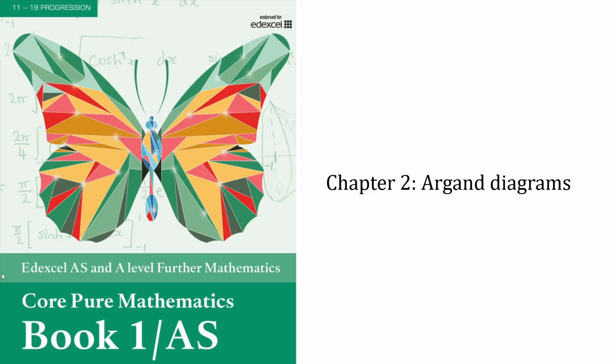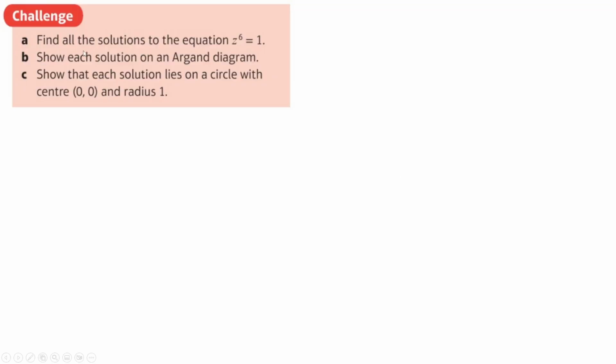This is for the Core Pure One. It's chapter 2, so it's on Argand diagrams, loci in the complex plane and stuff like that. I'm going to go over all the challenge questions in this chapter, as well as some other ones which I've just randomly picked out. So the first one, we want to find all solutions to this, and we're given this as a hint, right?